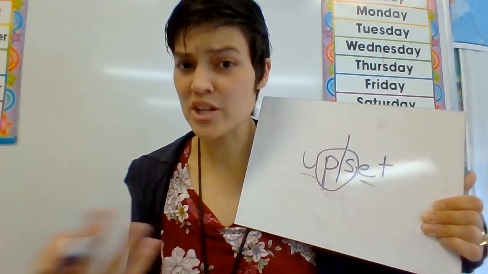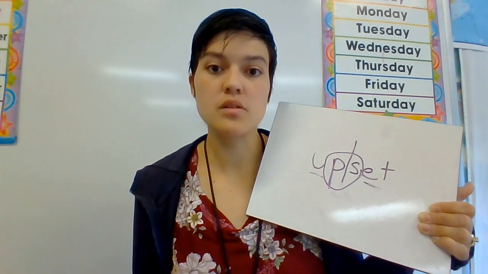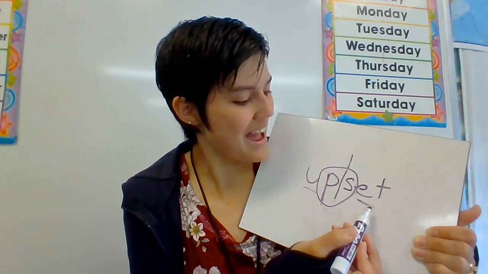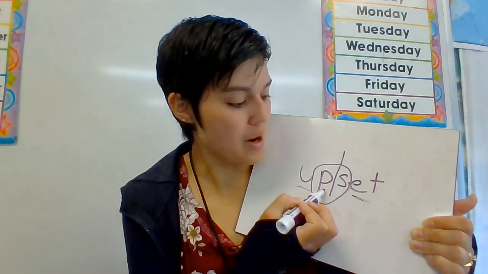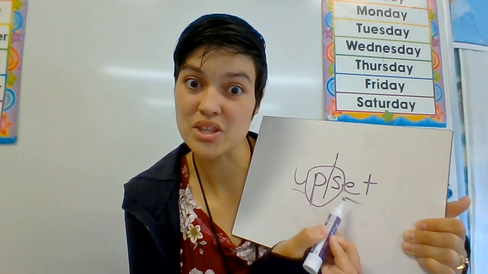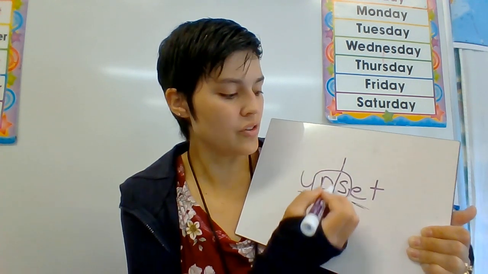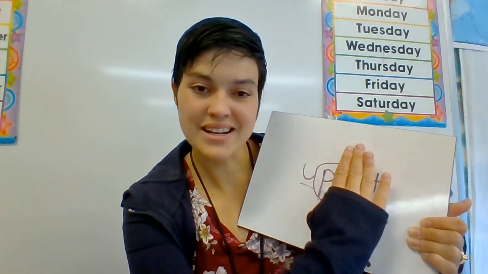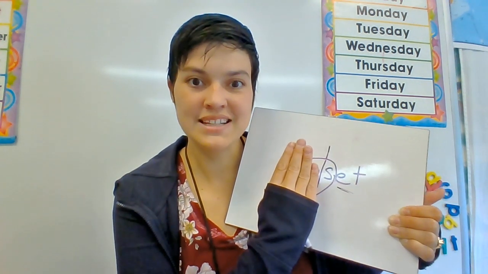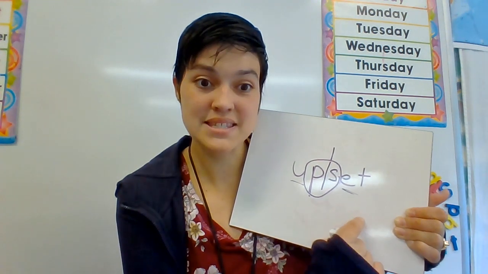Upset. So whenever you see a longer word, you can look to see how many vowel sounds it has. And then look to see where the dividing consonants are. And there should be two that divide between the vowels. And you will divide it right there and then take one syllable at a time and read it. Upset. Upset.